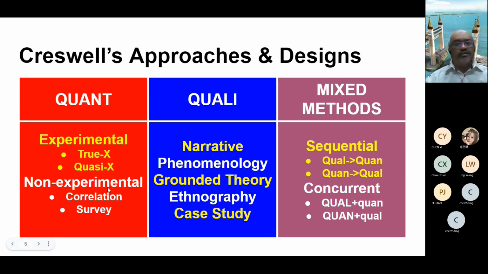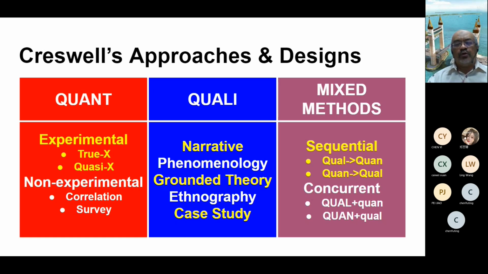Now have a look at the qualitative one. The qualitative design. This is exactly the thing that we're going to learn today. So we're going to learn the designs as specified by Creswell. Just have a look at that. The first one is what we call narrative inquiry. So what is narrative inquiry? We're going to learn that, so don't worry about it.